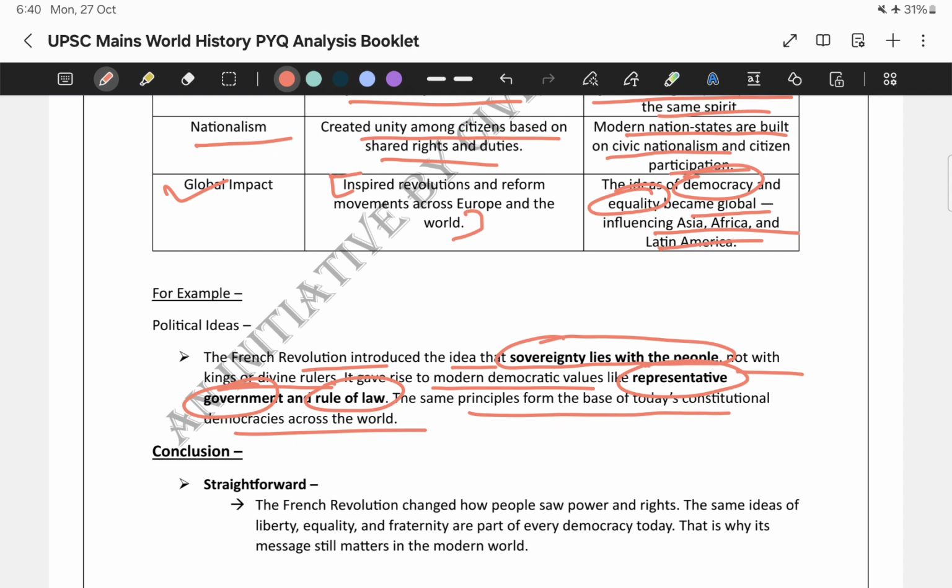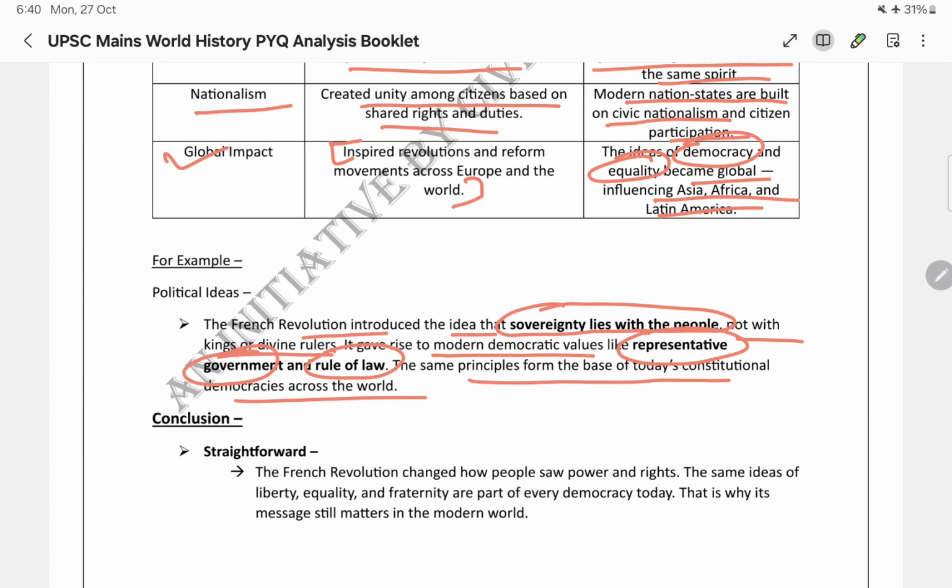So I hope you understood how you can write the body part of your answer in multiple dimensions. Over here I have given 6 to 7 dimensions. You don't need to write all these 7 dimensions in the exam.